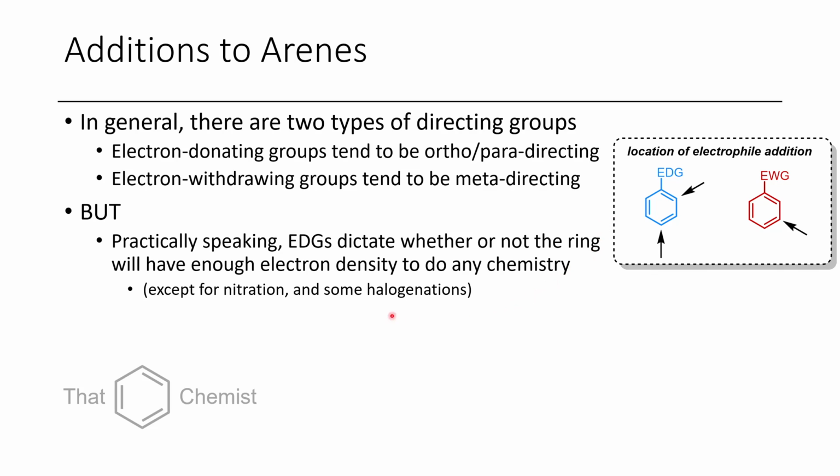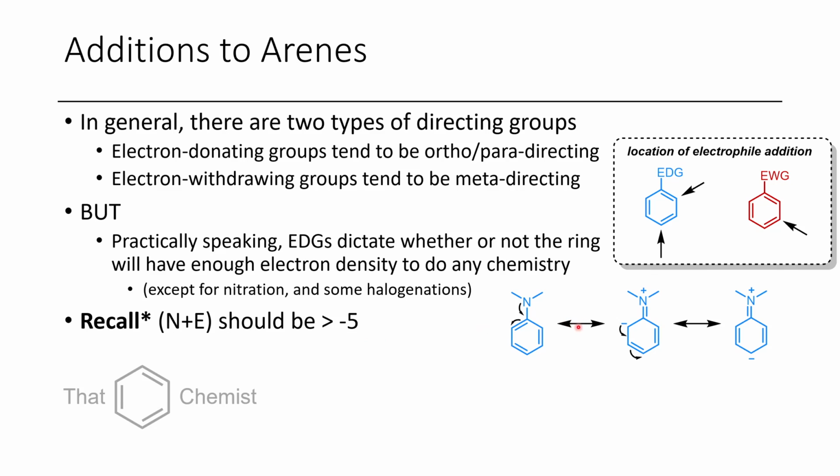There are exceptions, so nitration and some halogenations are quite powerful, and they'll go even for deactivated arenes. If you can get an N and an E parameter for these, recall that the sum of them should be greater than -5. And so in the case of an electron-rich arene, such as dimethylaniline, you can see that if we draw a resonance structure where there's a positive charge on the nitrogen, we can have a negative charge in the ortho position, or if we move the electrons a little bit more, we can have a negative charge in the para position.